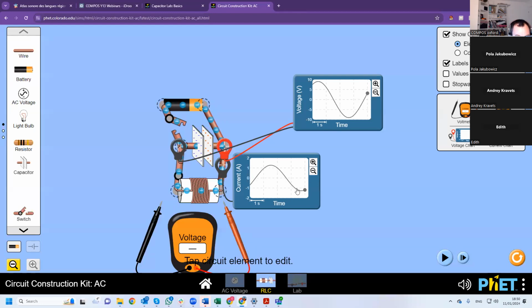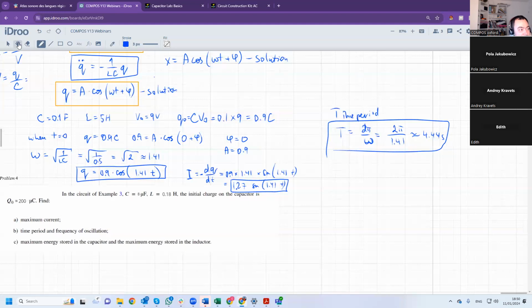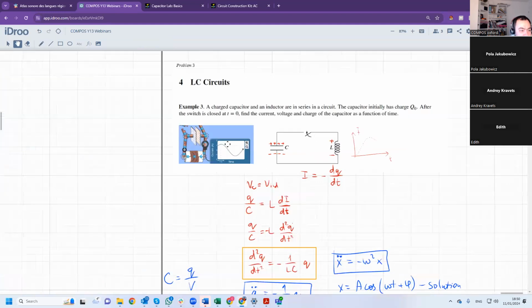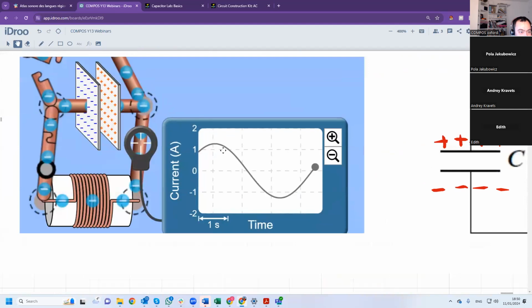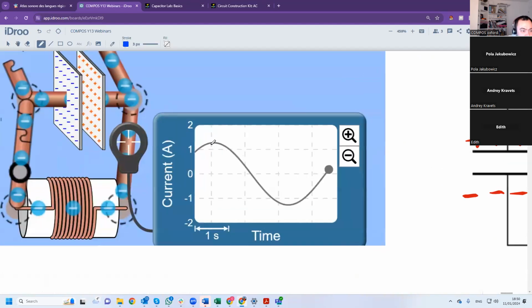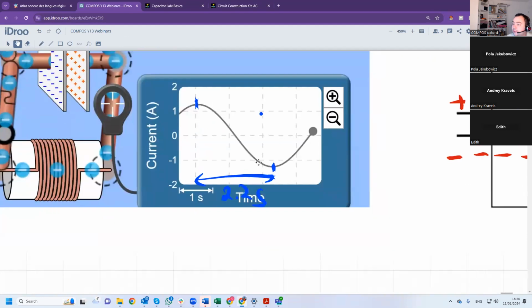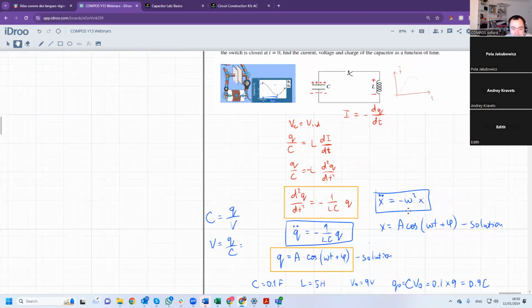Well, half a period. So this is 1 second. So half a period is about 2 and something. So 2 seconds. It looks like it is, because if you look here, this is 1, 2, 2.2. So this is about 2.2 seconds, and so it makes sense.